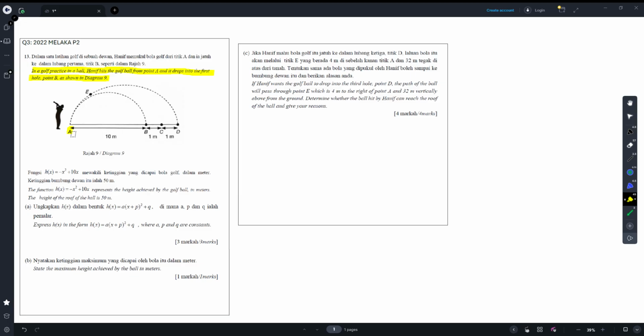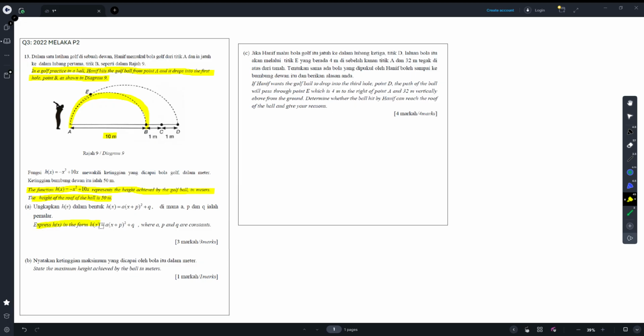So this is the starting point A. The ball goes all the way and drops into point B. The distance is 10 meters. Please take note. The function h(x) = -x² + 10x represents the height achieved by the golf ball in meters. The height of the roof is 50 meters.